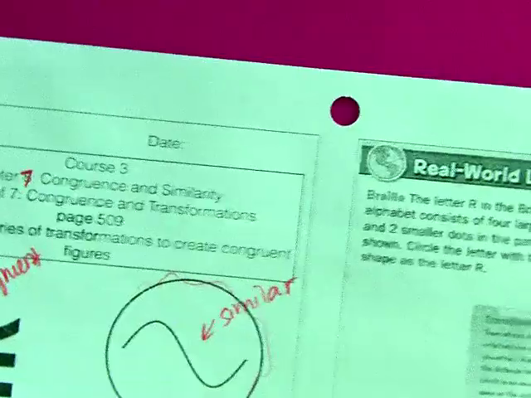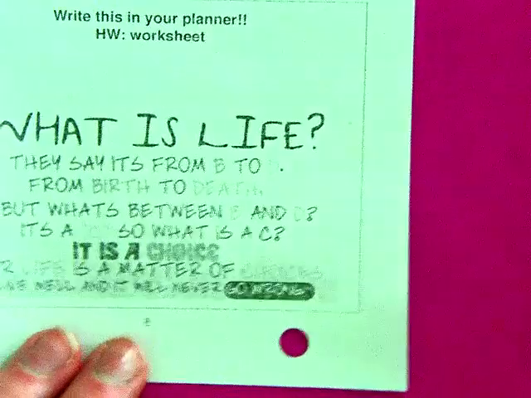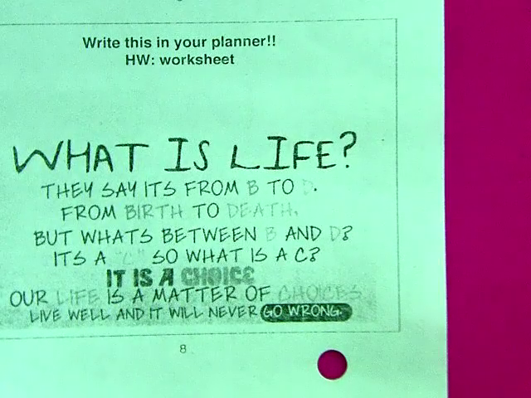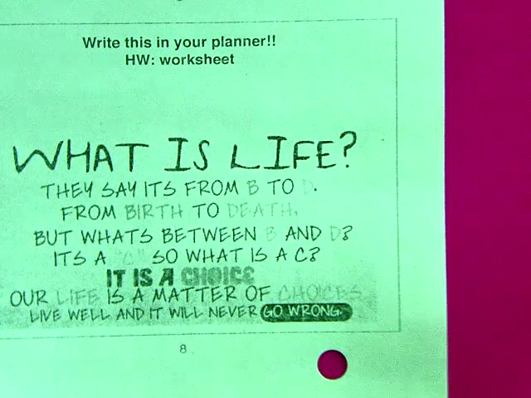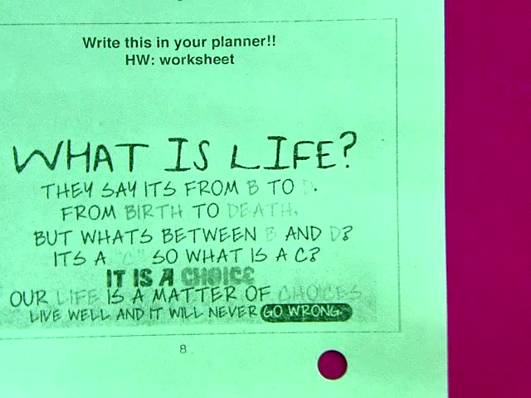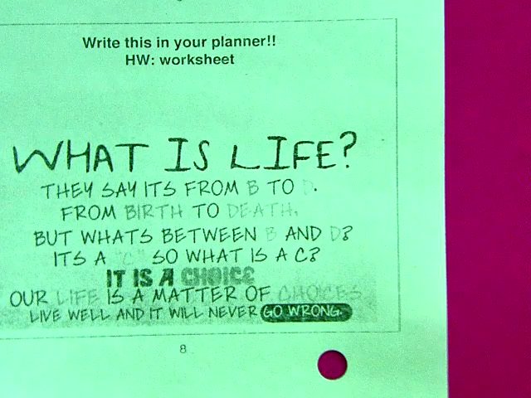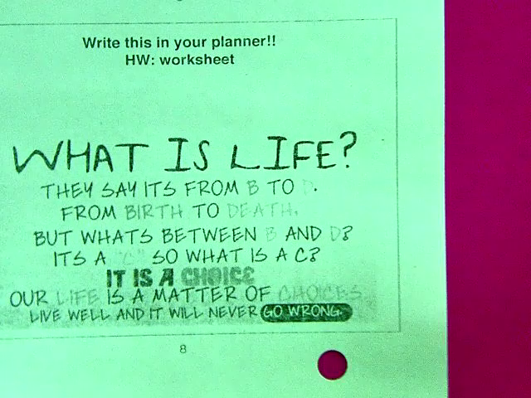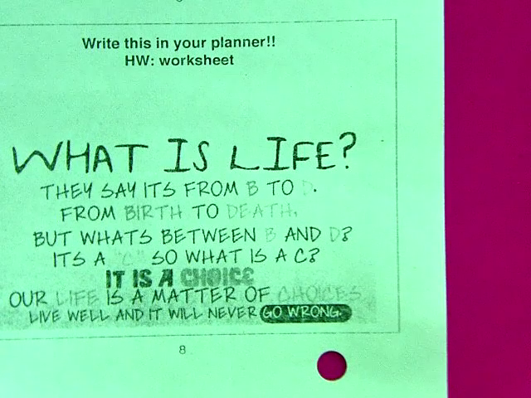What is this one called? Congruence and transformations. It says, what is life? They say it's from B to D, from birth to death. But what's between B and D? It's a C. So what is a C? It's a choice. Our life is a matter of choices. Live well, and it will never go wrong. Have a great day.